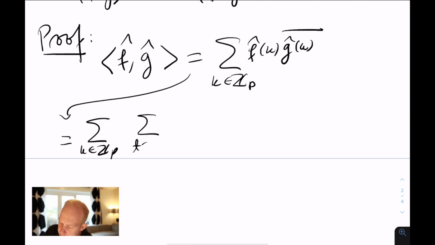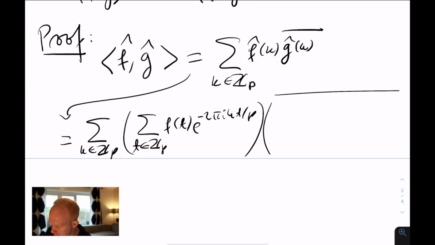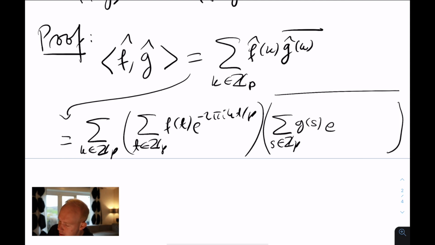So we have the sum over t in Z_p of f(t) e to the power minus 2 pi i k t over p. That's the definition of the Fourier transform of f. And then we have the complex conjugate of the Fourier transform of g. I'll actually use a different letter here because it's a different sum, so I'll use s: minus 2 pi i k s over p.